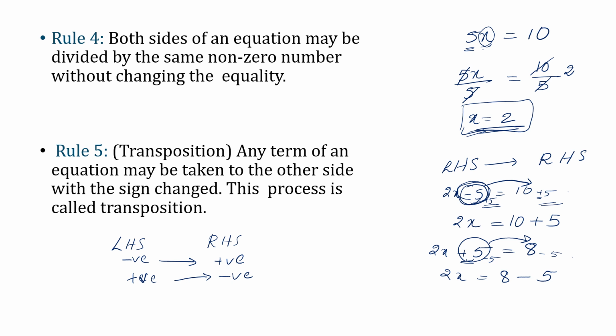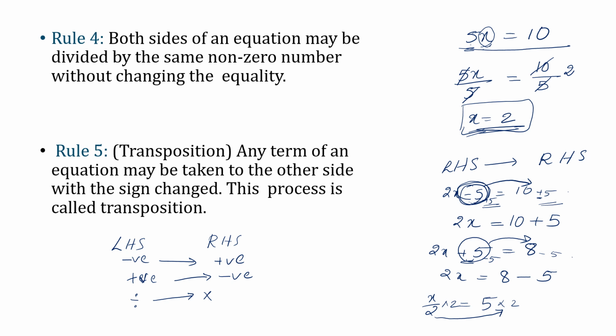Similarly, when we are multiplying something on both sides, for example, x by 2 equal to 5, in this case I am going to multiply with 2 on both sides. So this is nothing but I am taking 2 to the right hand side. Whenever something is in division on the left hand side, when I take it to the right hand side, it will become multiplication.